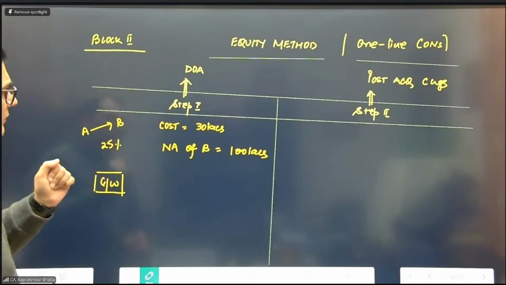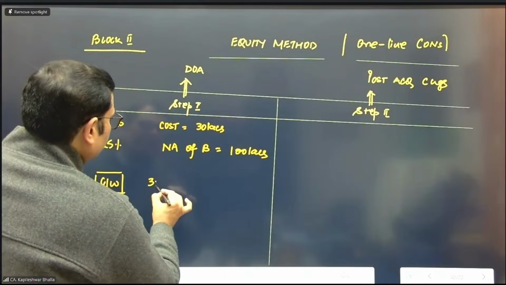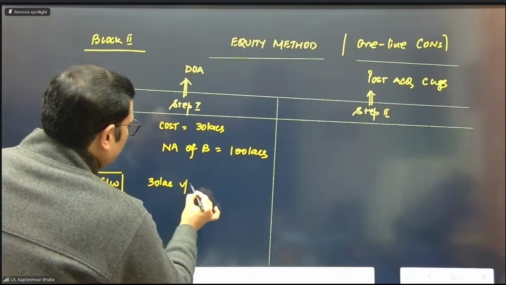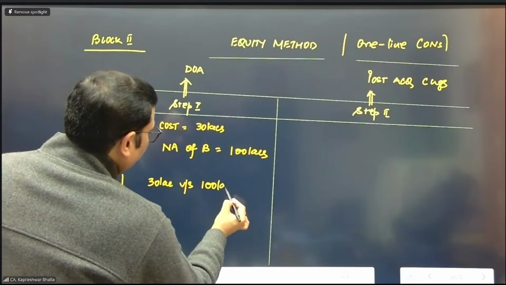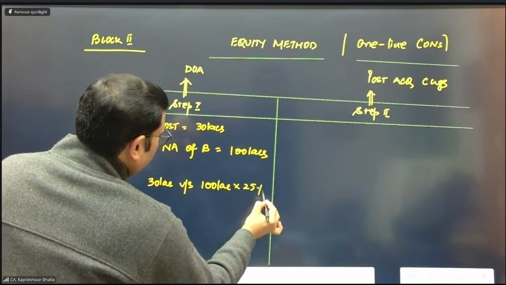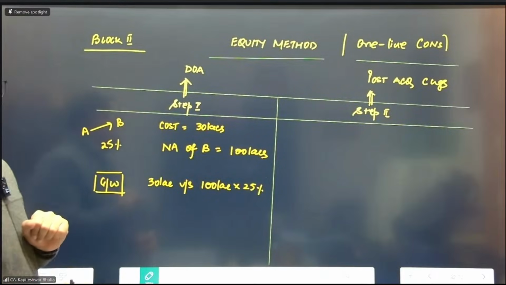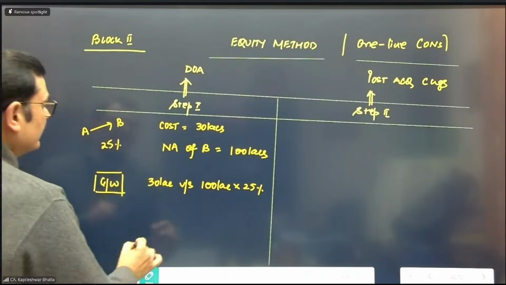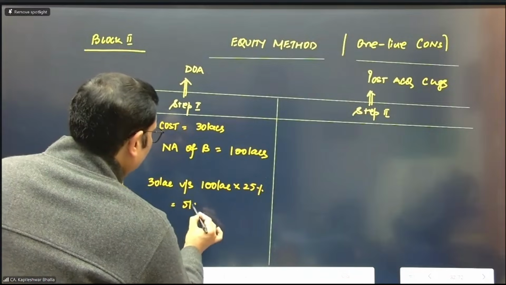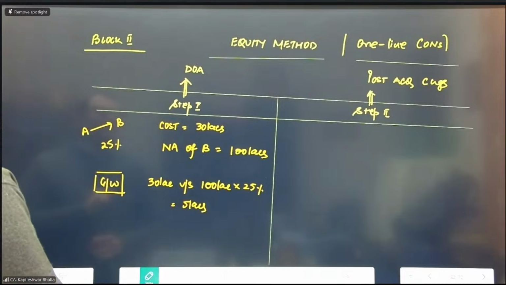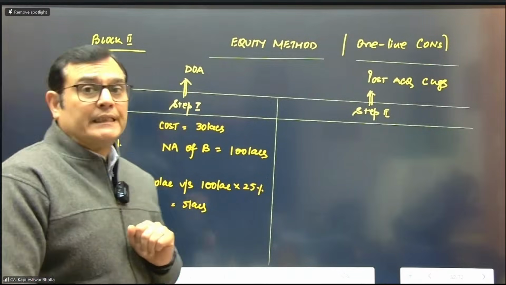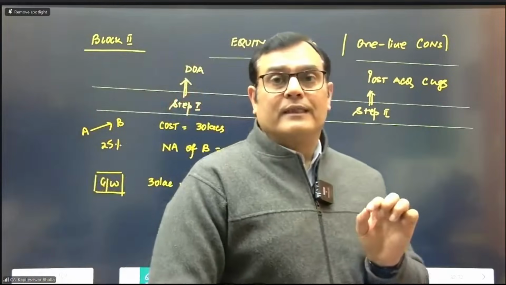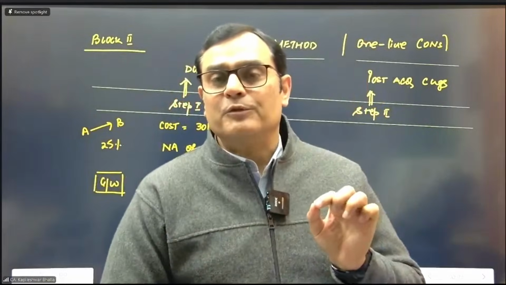I paid 30 lakhs, and out of that 100 lakhs, you get a 25% share, right? So can I say you can compare 30 versus 25? So can I say we get a goodwill to the extent of 5 lakhs? So step number 1 is to identify the goodwill or the capital reserve which is paid on acquisition.